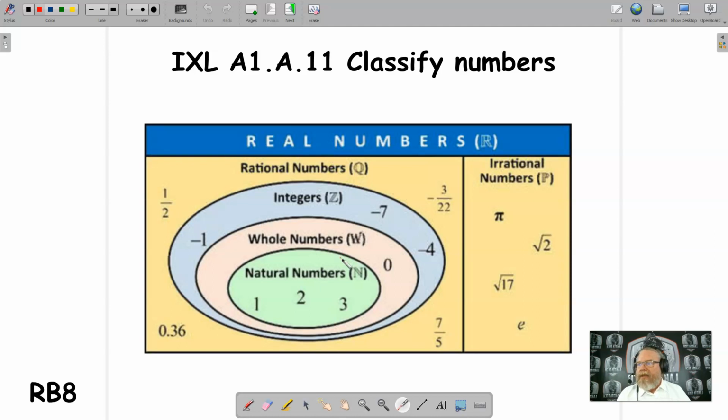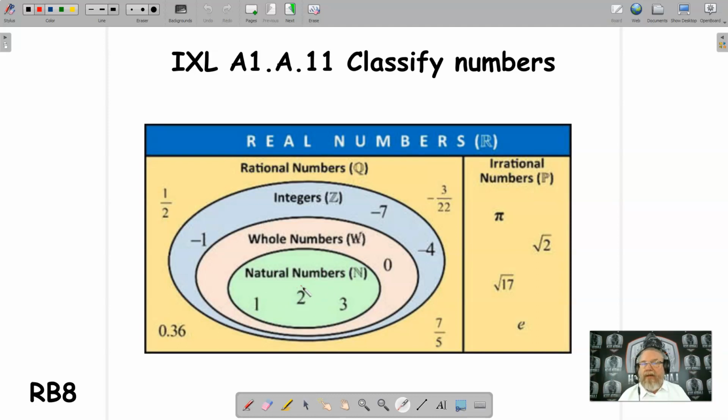So I have this graphic organizer here, and the idea is that if it's inside of the circle, then it belongs to that group. So we have the set of real numbers, and then we've got some subsets. Starting on the inside at the very middle, we have natural numbers, represented with the letter N. We have whole numbers, represented with the letter W. We have integers, represented with the letter Z, and rational numbers represented with the letter Q. And then over here in a section all by themselves are the irrational numbers, and those are represented with the letter P.